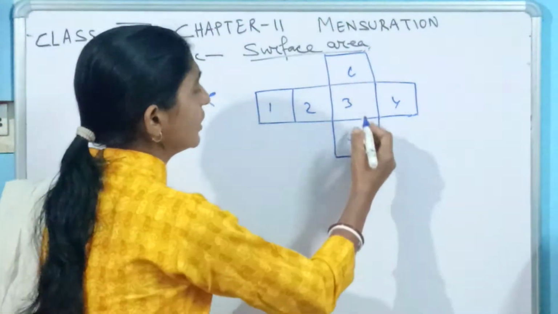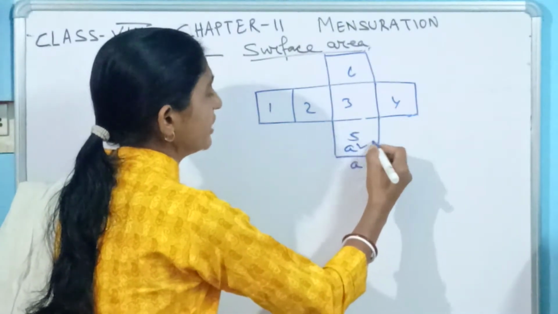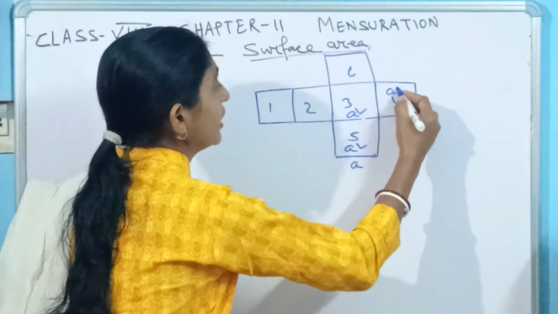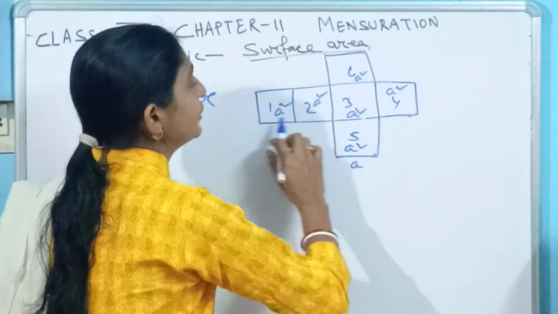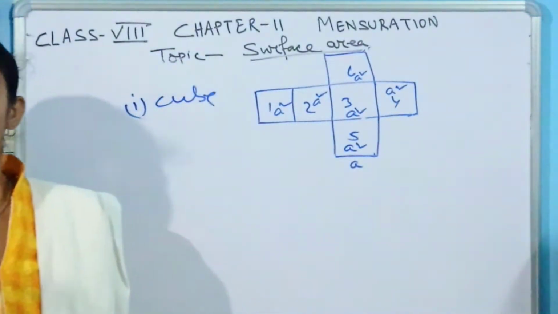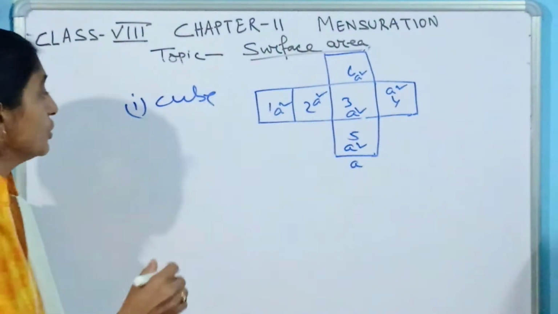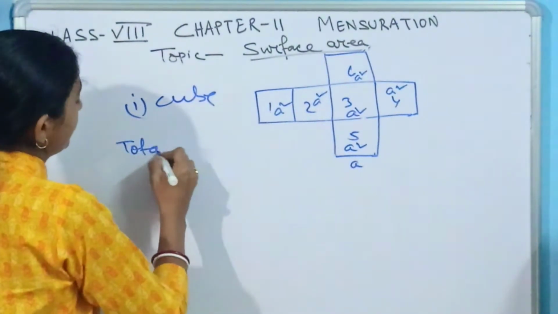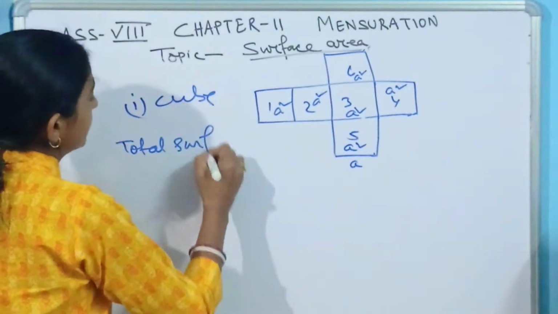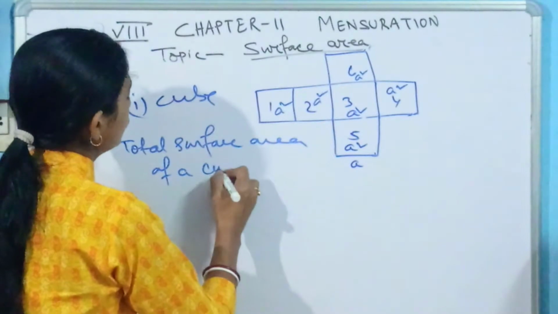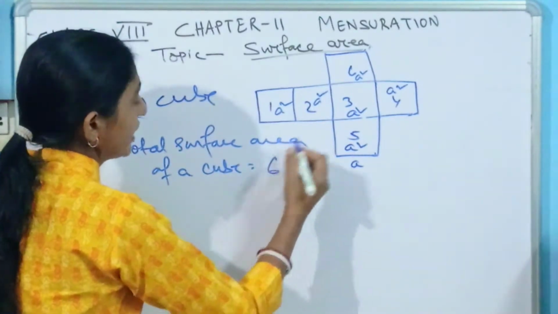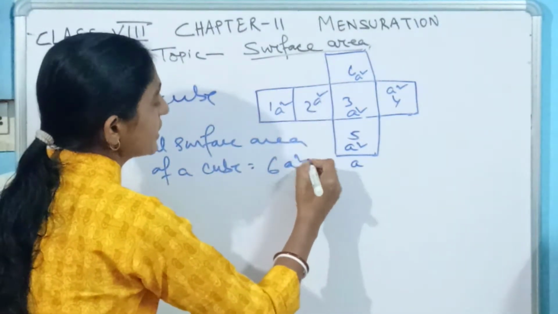So what will the area of one small square be? It will be a square, so for each and every face the area will be a square. And how many faces do you have? You have 6 faces. So the total surface area of a cube will be how much? As it has 6 faces, it will be 6a square.